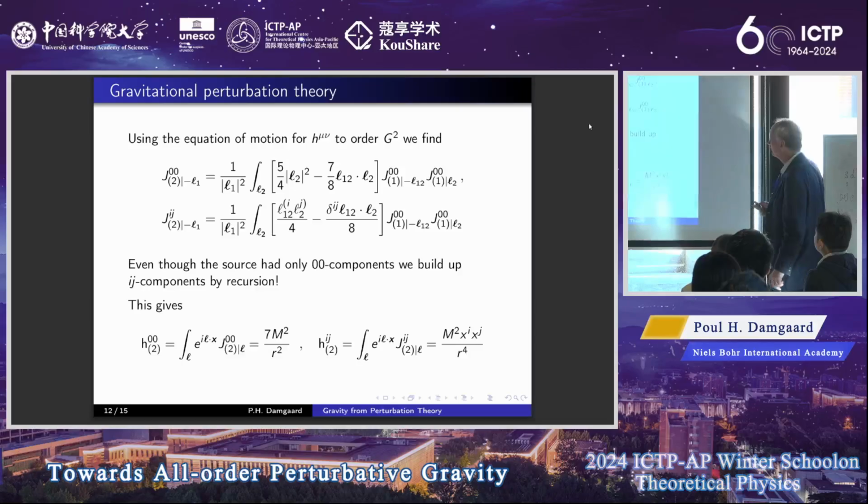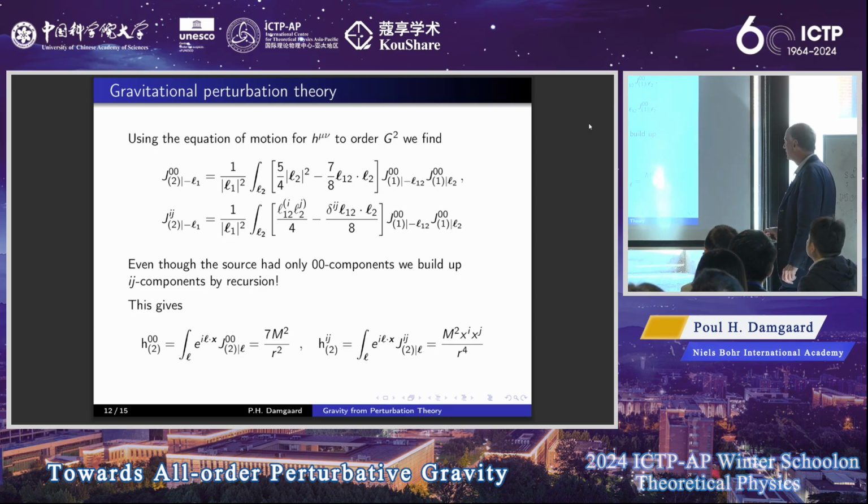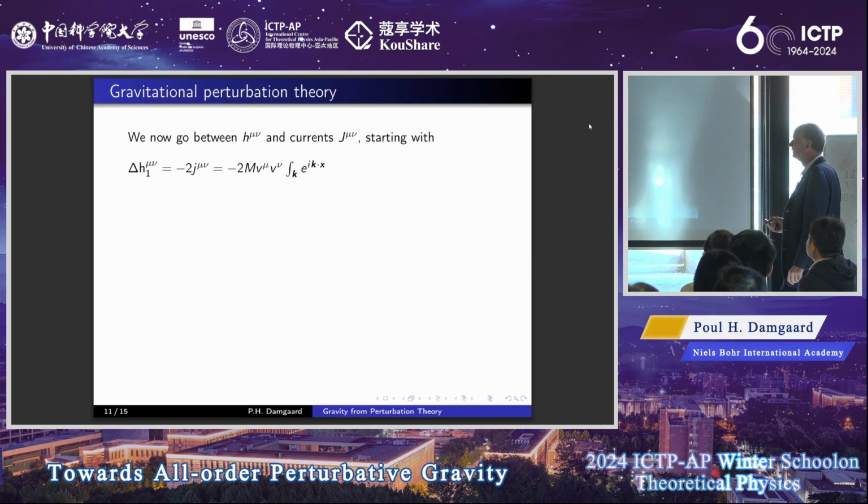And if you Fourier transform, which I do there, we find that taking this after doing the integral, which is not difficult because these are very simple integrals, H00 to that order becomes 7m squared over r squared, and Hij becomes just m squared over r squared, R to the 4 and times xij. I'm now going to scroll back again just to convince you that this is a good result.